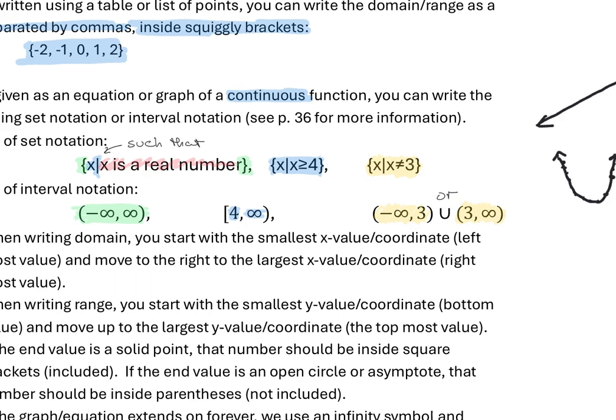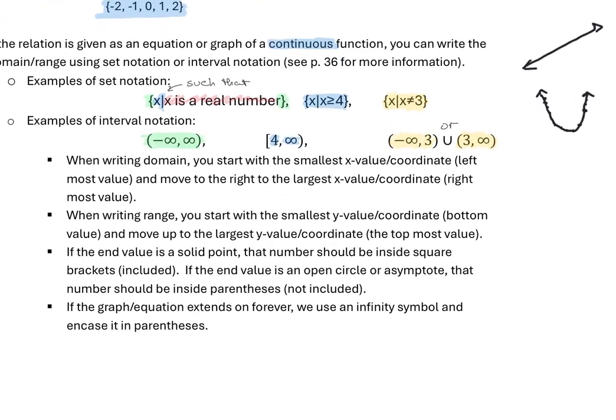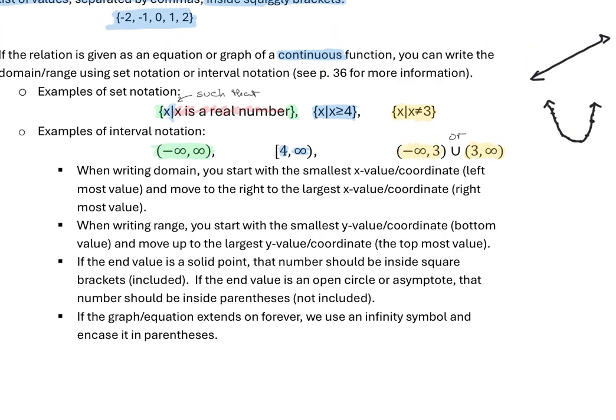All right, so those are examples of set notation and interval notation. You will see set notation in your math classes, but we do kind of prefer to use interval notation. It's a little easier on the eyes, and it's basically just a shorthand number line. All right, so now let's get into some other things that we want to know.